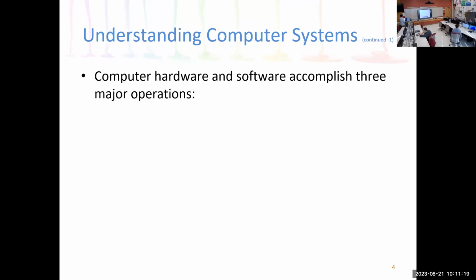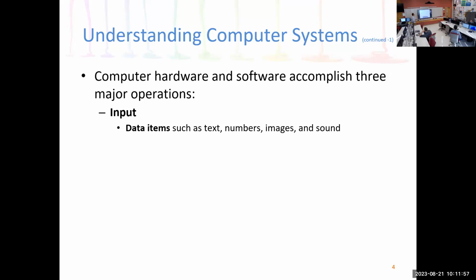Now we go over the computer hardware and software. Every computer has 3 major operations. First you get input; to process something, you have to get input. The input data items can be text, numbers, images, and sound. You have many ways to get input into the computer: you can use a mouse, a keyboard, or other devices.